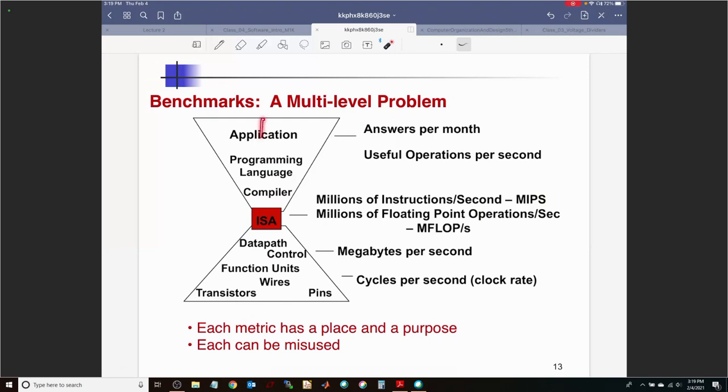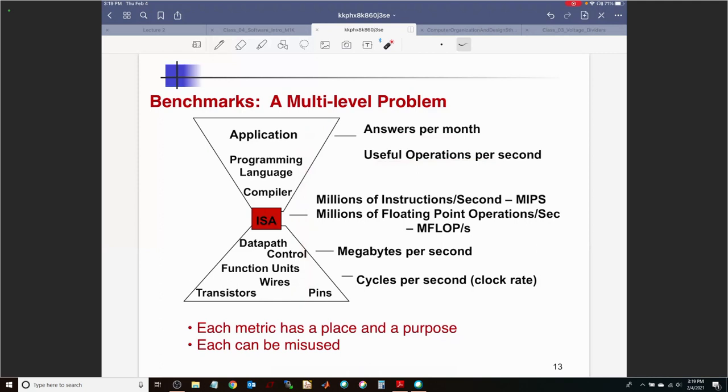But at each level, you have a different performance metric, right? If you are just looking at the application, you are looking at things very broadly. How many answers per month can I find out? How many useful operations per second can I perform? As you go down this list, that becomes narrower and narrower.